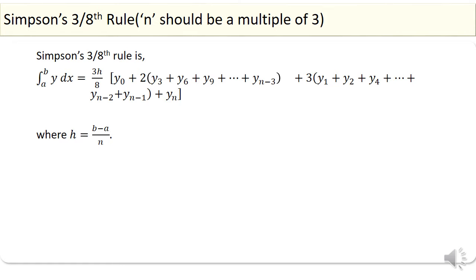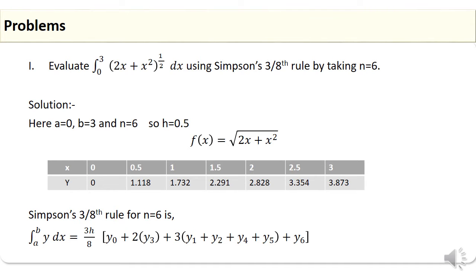Now we'll see some problems on Simpson's 3/8 rule. First problem, evaluate integral 0 to 3 of (2x plus x square) the whole power 1 by 2 dx using Simpson's 3/8 rule by taking n equal to 6. And the solution is as follows. Here a, the lower limit, is 0 and the upper limit b is 3 and n is 6. So the formula is h equal to b minus a divided by n. Substituting b, a and n, we get the step length as 0.5.